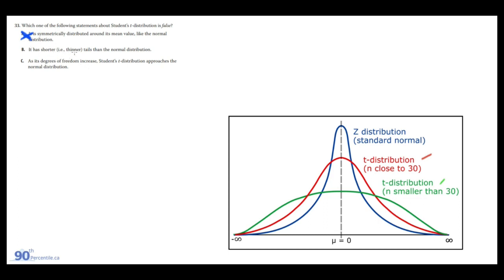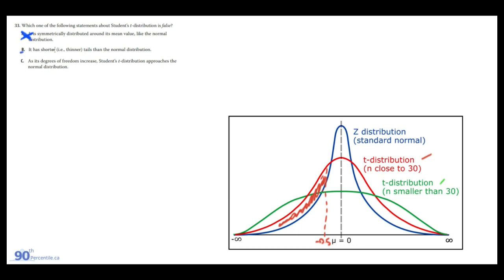For B, it has shorter, aka thinner, tails than the normal distribution. So if we just take the red one as an example, the red T distribution actually has longer and fatter tails than the normal distribution. And all that this really means is that the T distribution is going to provide more conservative estimates. For example, the probability that the distribution takes a value less than whatever this is here, I just drew a line like negative 0.5, is greater in the T distribution than in the Z distribution. There's more probability underneath this curve here. So there's going to be more probability that the value is going to be less than this, which leads to fatter tails and a more conservative estimate.